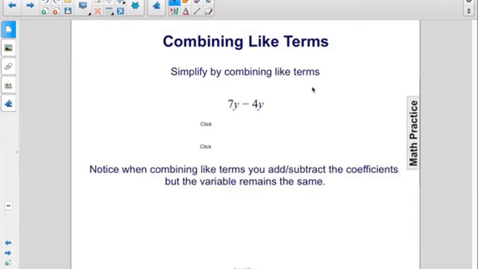Simplify by combining like terms. Alright, so these are like terms because they both have y to the first power, so you can factor out this y, and we're left with 7 minus 4, so that becomes 3y. 7y minus 4y, all you have to do is subtract the coefficients and you end up with 3y.